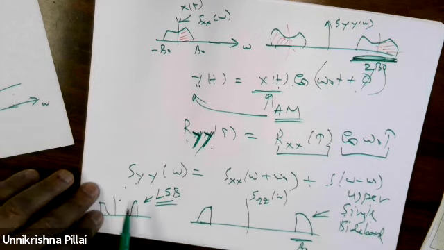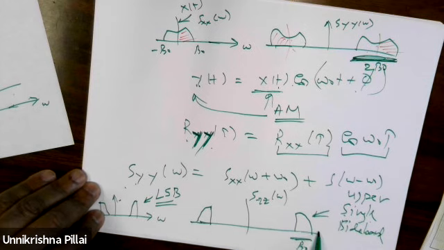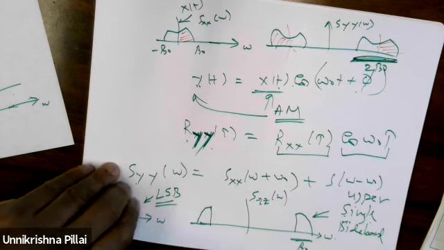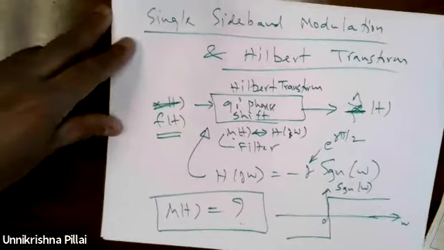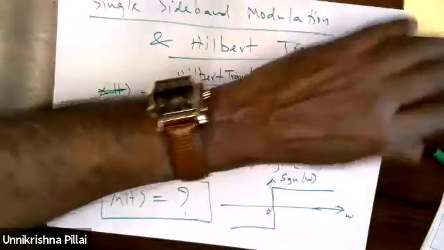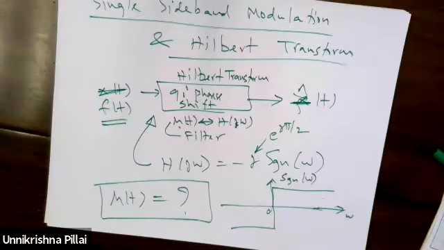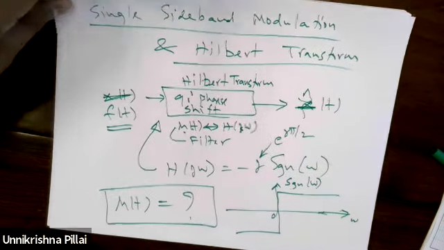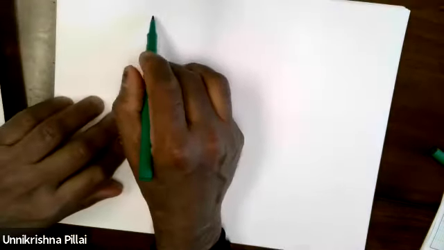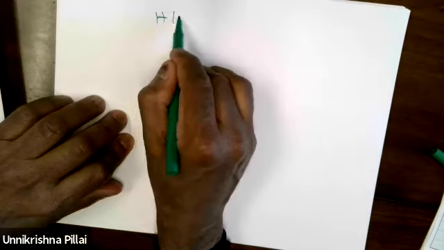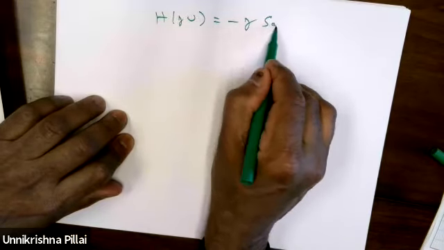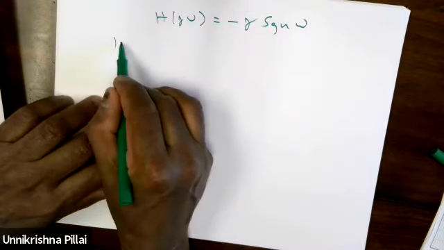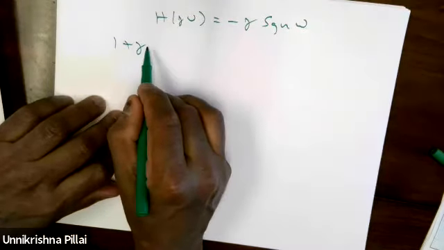So the question is, can you do this? How do you do this? This is in the frequency domain, with a stochastic signal. So that's where the Hilbert transform I'm going to show you is useful. So let me see whether I remember this. H of j omega is minus j sine omega. So I'm going to add 1 plus j H omega.